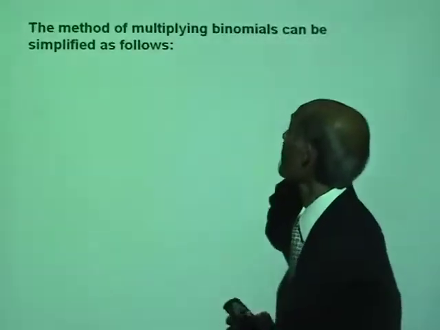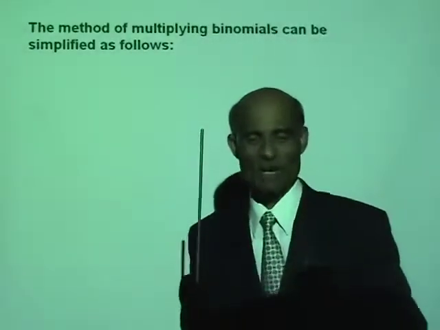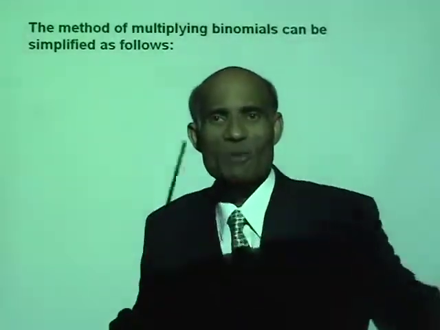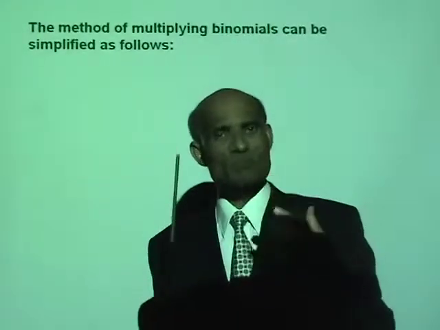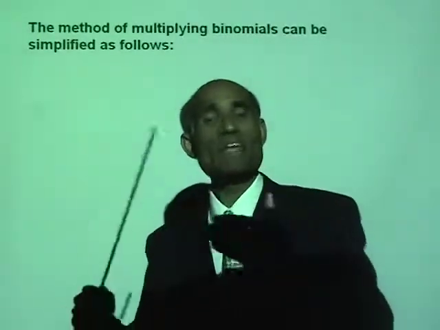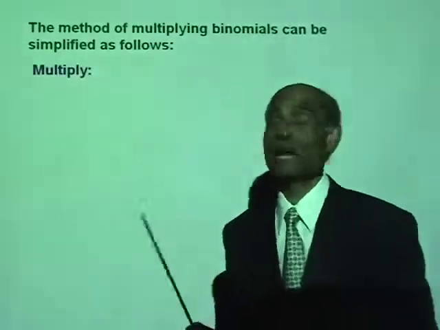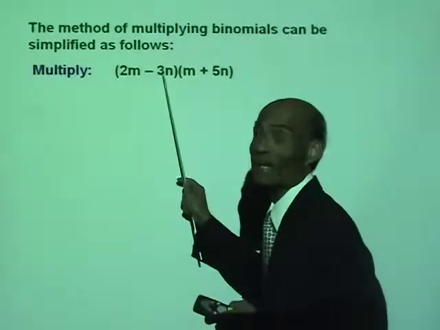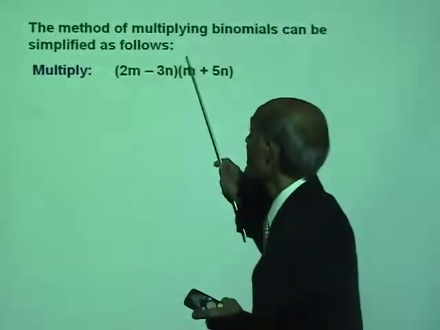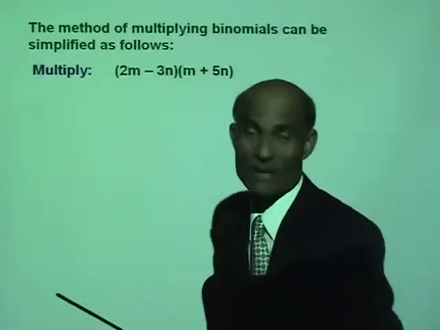The method of multiplying binomials can be simplified. Once you understand how to do this detailed multiplication, you can actually simplify it and do it in 1 or 2 steps. Now watch me do that. Multiply 2m minus 3n, the first binomial, times m plus 5n.